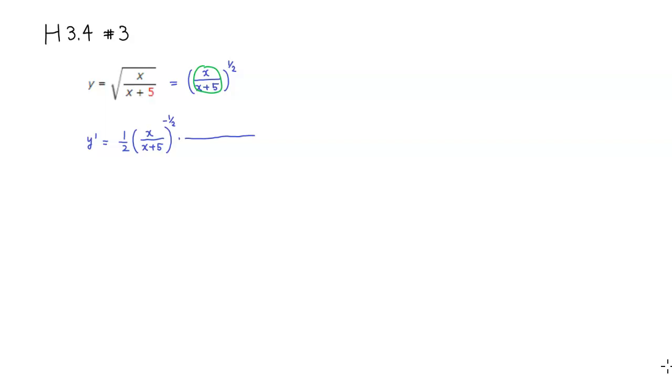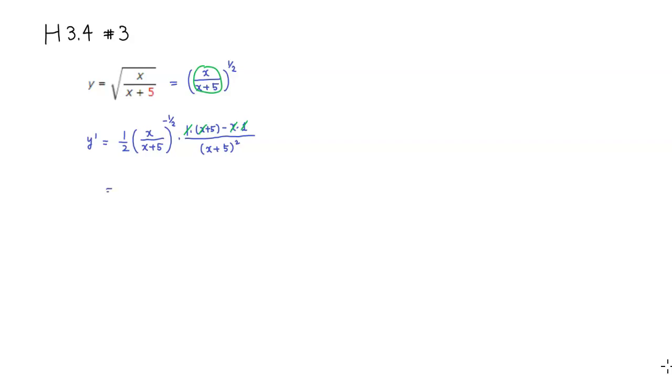Square the bottom, so we have x plus 5 squared. And here, take the derivative of the top, which is 1, times the bottom, minus the top x times the derivative of the bottom, which is just 1. So 1 multiplied by 1 doesn't do anything, so I'm going to ignore that. So you have an x minus x, so you can cancel the x's like that. Let's clean this up a little bit.